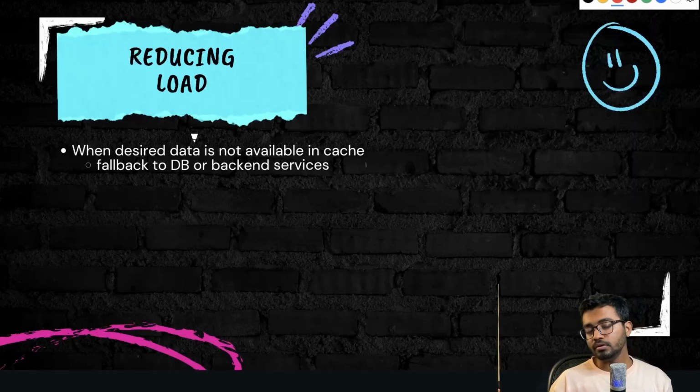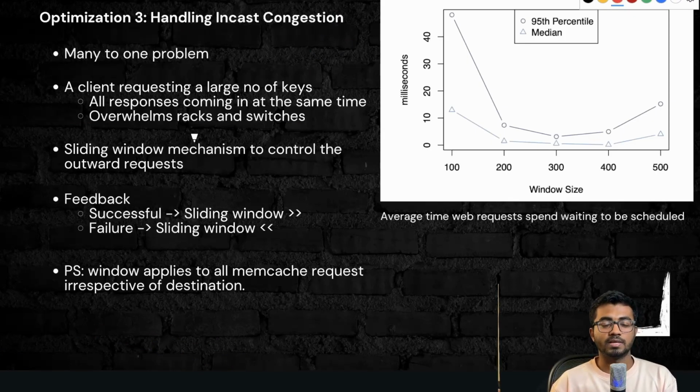Okay, so now we have discussed reducing latency. The first was parallel requests and batching. The second was tweaking the client-server communication, using UDP in certain cases, and not switching to stateful server-to-server communication; rather, all of the logic goes inside the Memcache client. In the third, we talked about handling incast congestion using a sliding window, right?